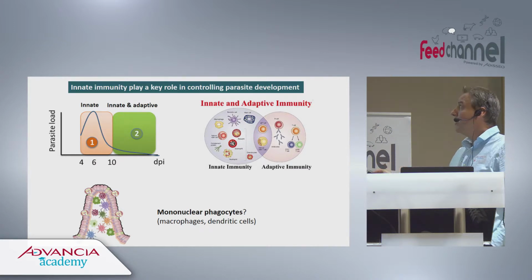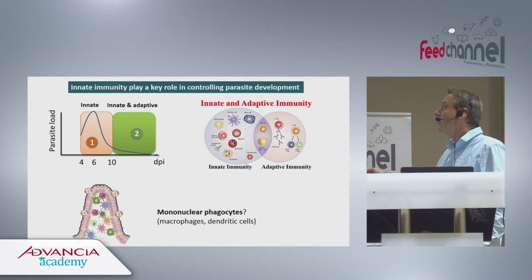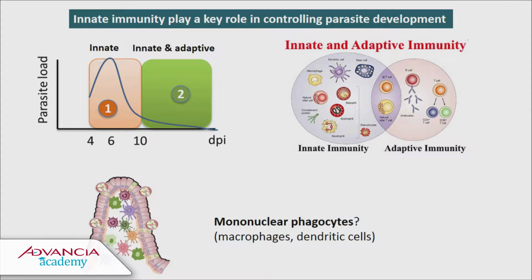And when you don't have these B or T cells, you also see the exact same curve, actually. Adaptive immunity is only important to completely clear the infection, but it's not important to control this acute phase of infection that is leading to this diarrhea in these young animals. So we knew from that that innate immunity was key, but which cells?